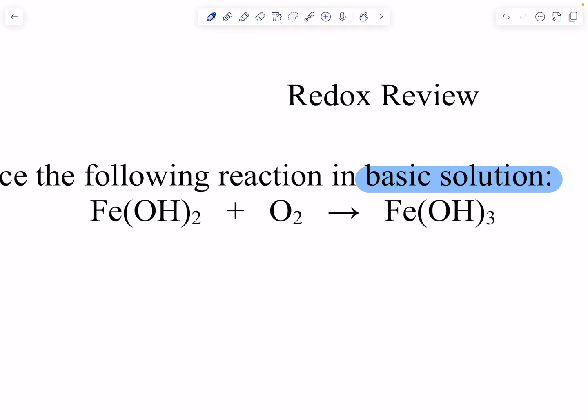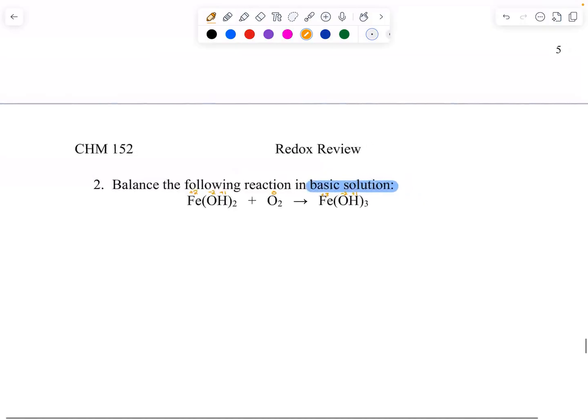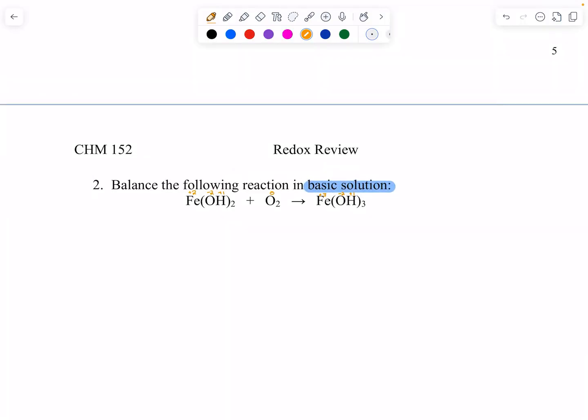Oxidation states. What do we have here? O2 is 0. All right, so we got +1, -2. Hopefully you guys look at this and you know this is iron 2 hydroxide going to iron 3 hydroxide. So iron is changing and oxygen is changing. Which one's losing? Well, oxidation would be iron, right?